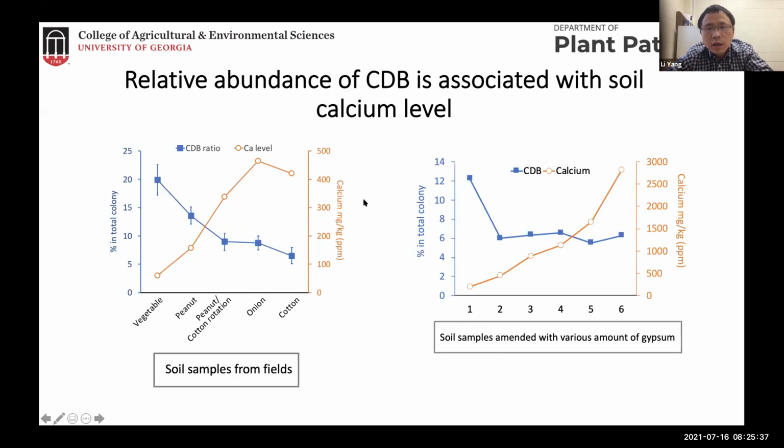So we think that there may be a natural response in terms of bacterial population to calcium level. At a low calcium concentration, it either creates an environment that favors growth of calcite dissolving bacteria, or the increase of calcite dissolving bacteria tends to balance the calcium level in soil.